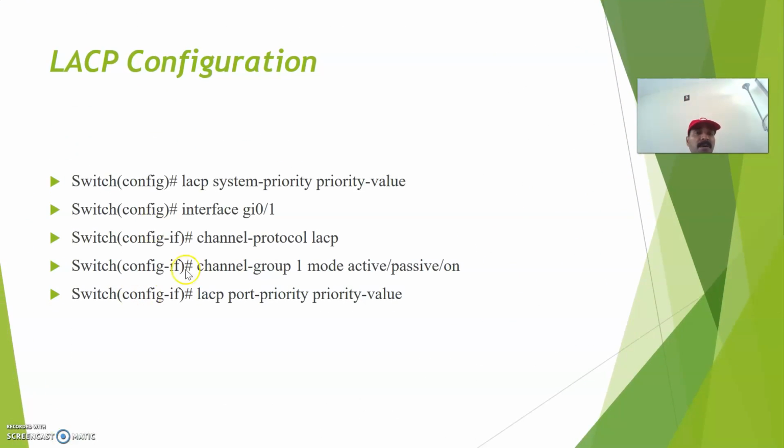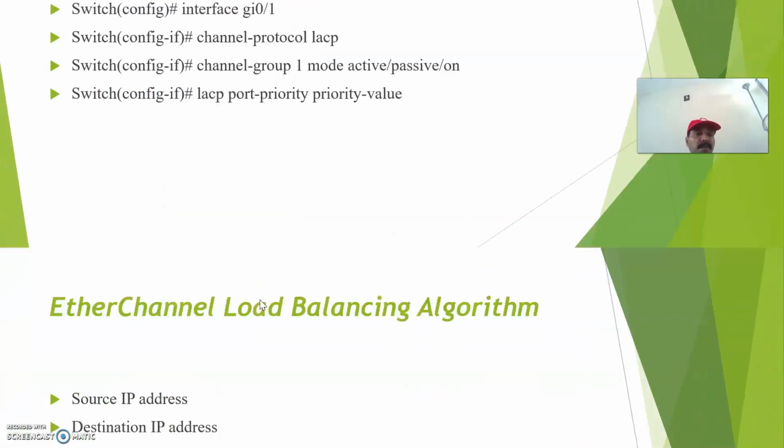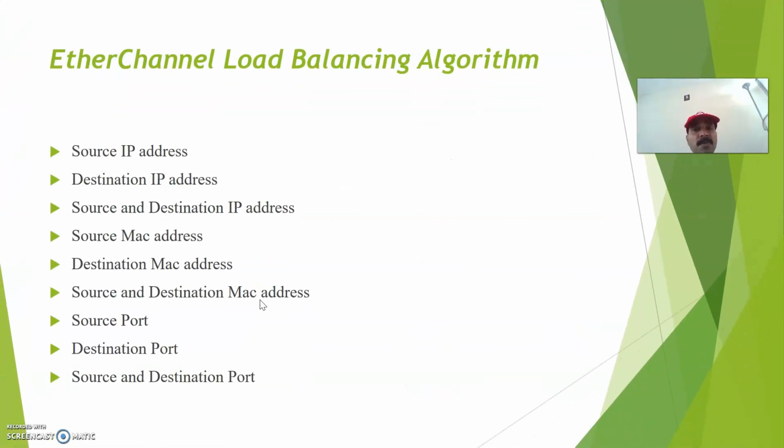Similarly, for LACP I have to configure the channel protocol LACP, followed by the modes. It should be active-passive or active-active mode. If both are in passive mode, it will not form an EtherChannel. Additionally, if you want to configure system priority, we have to configure like this: lacp system-priority or port-priority.